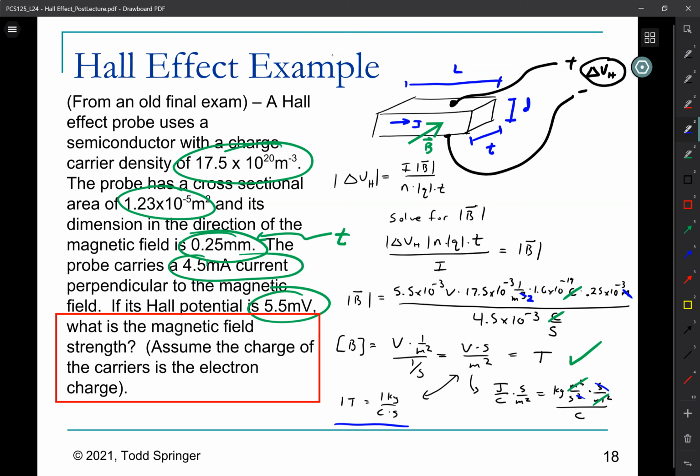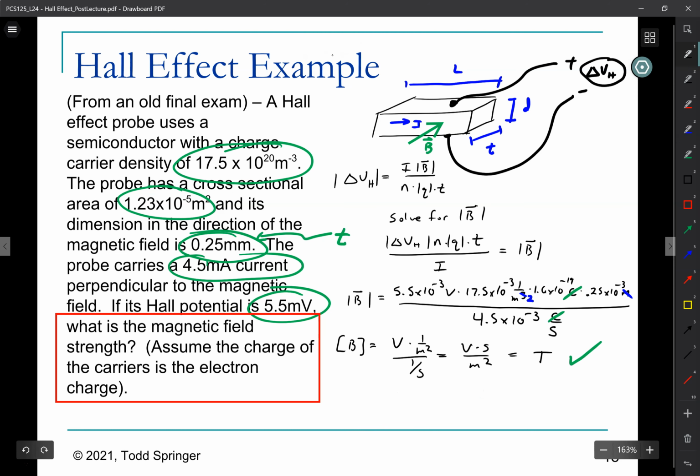Okay. So either way you do it, you find that the units of magnetic field are Tesla, which is what they should be. You didn't make any obvious mistakes. When I plugged the numbers into my calculator, I got 0.0856 Tesla. So there's the answer to that question.